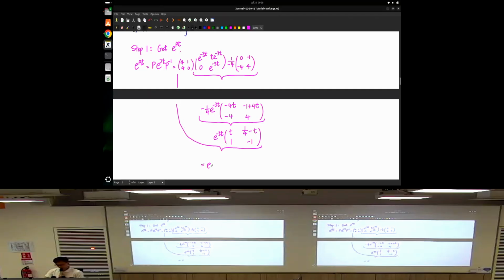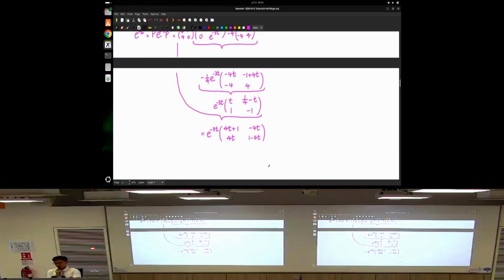So that will give you e to the minus 3t. Then this will be a 4t. So 4t plus 1. So this guy will be what? 4 times this guy will be 1. 1 minus 4t. 1 minus 4t minus 1, so it's minus 4t. Then the other one will be 4t, just 4t. Then the last one will be 1 minus 4t. Is this correct? Thanks. So this will be e to the at then. So e to the at is computed already.